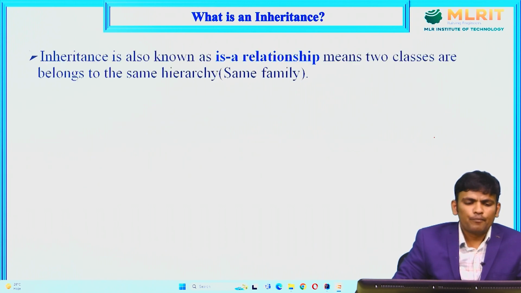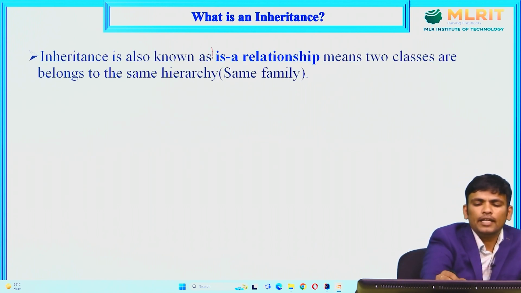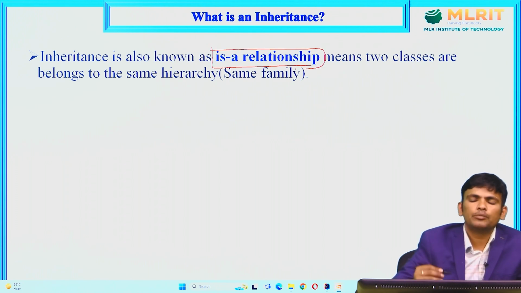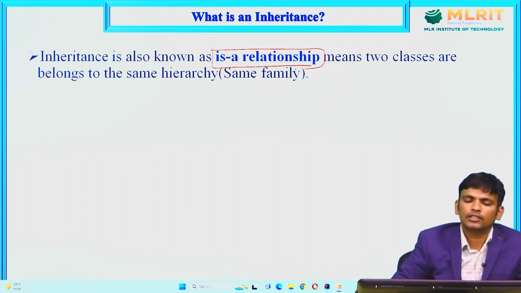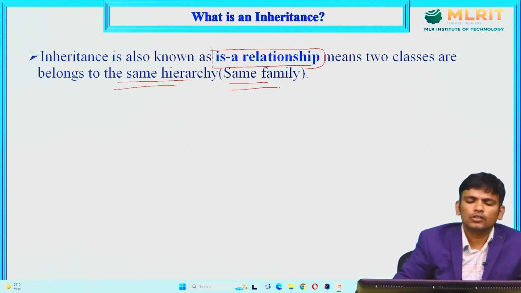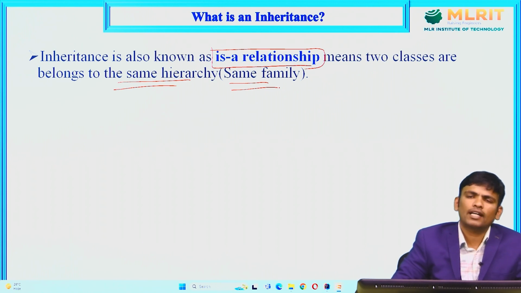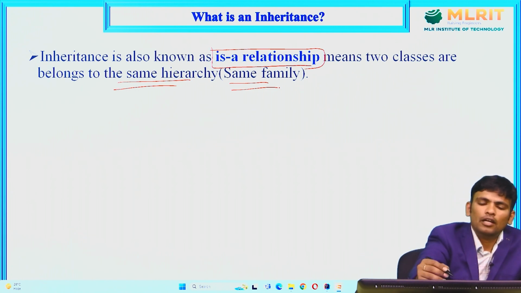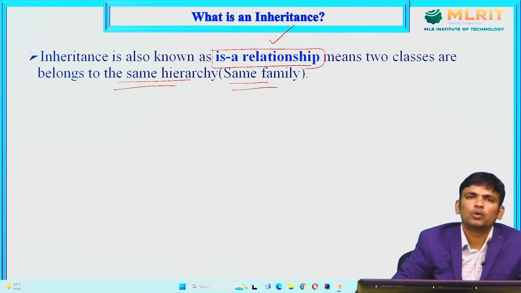Inheritance is also known as an is-a relationship. There are two types of relations: an is-a relation and a has-a relation. Is-a relation means inheritance, and it means the two classes belong to the same hierarchy or the same family. Has-a relation means that if you want to access any class property, you need to create an object. If you are creating an object in a class, the two classes are in a has-a relation, but if you are using the inheritance concept, the two classes are in an is-a relation.